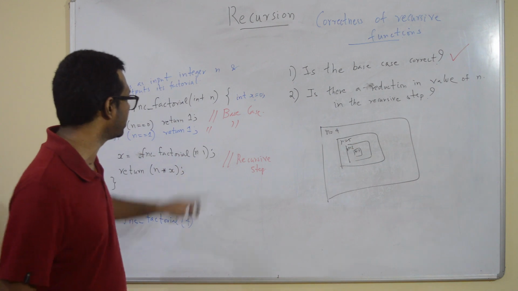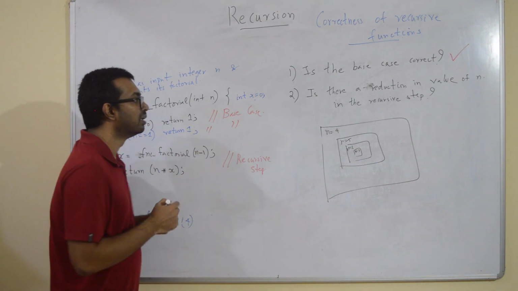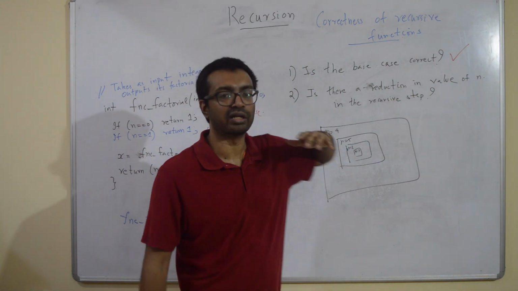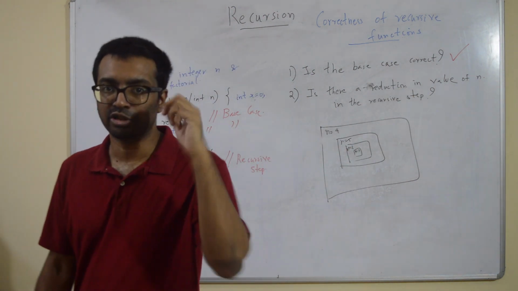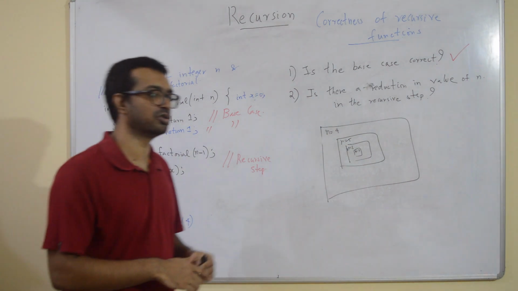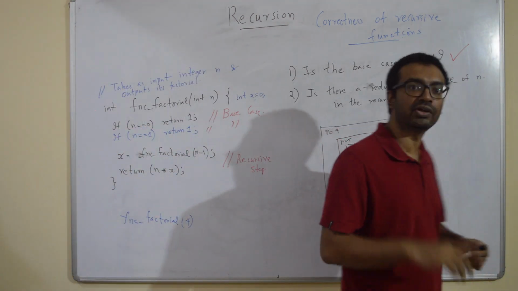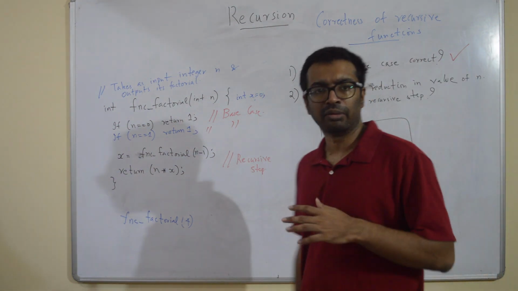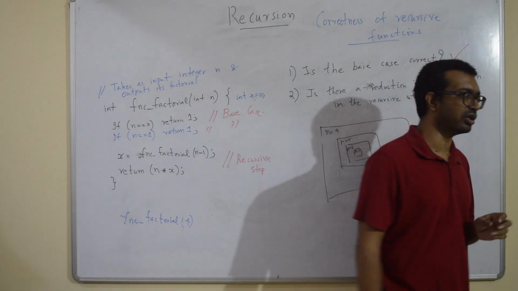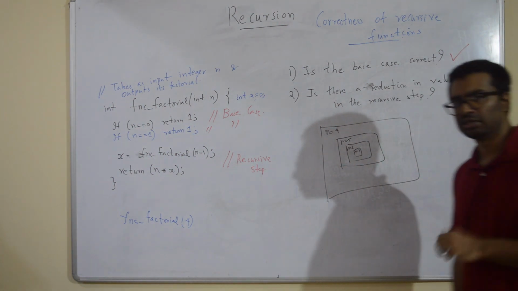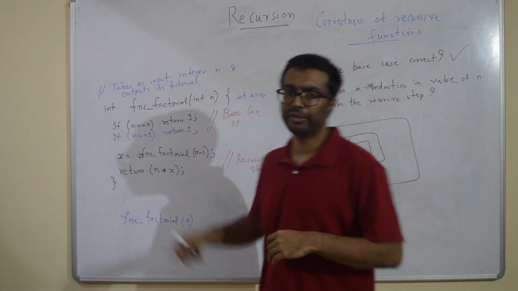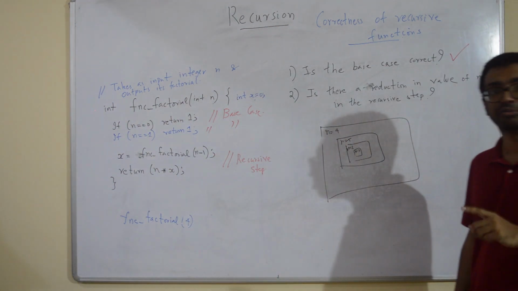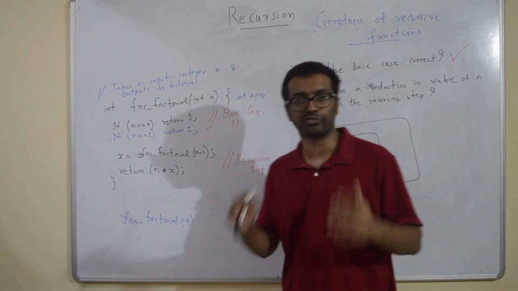So you need to ensure that there is a reduction in value of the input parameters in the recursive step. Otherwise, the program will never stop. So you have to check whether you have reduced the parameter value. But sometimes it's not the value reduction you are interested in. It will be slightly different, because if, let's assume, your input is an array, it may not be the value you are interested in reducing, but maybe the size of the array.